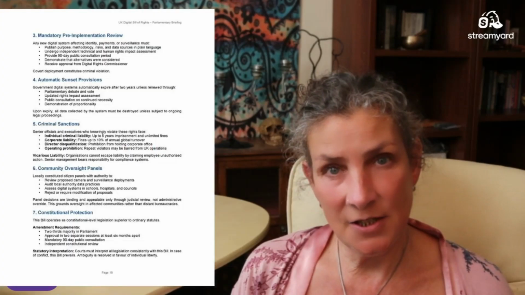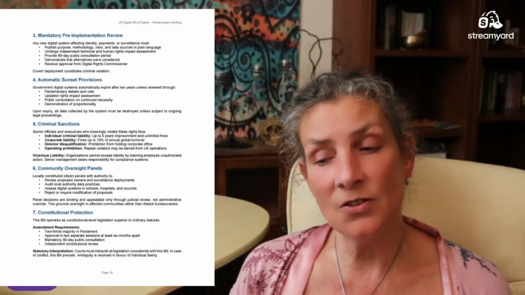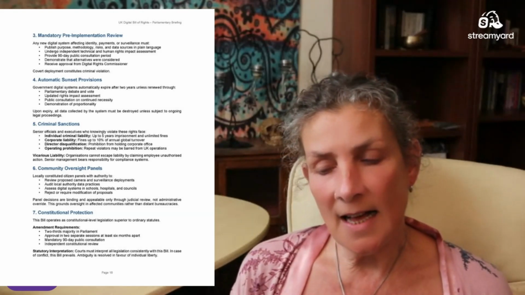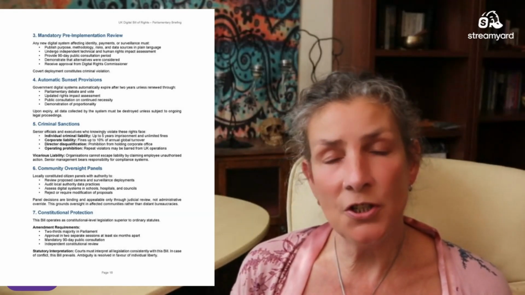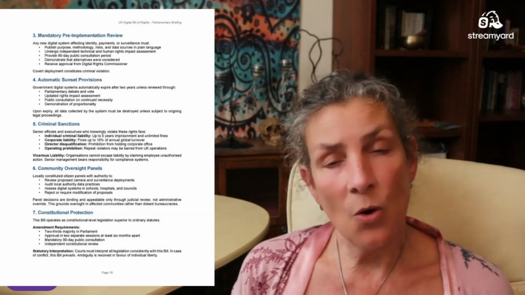Today, I'd like to take you through Enforcement Mechanism 7. It's the last enforcement mechanism put in place in the Digital Bill of Rights. And it's at the bottom here, and it's constitutional protection. This bill operates as constitution level legislation superior to ordinary statutes.